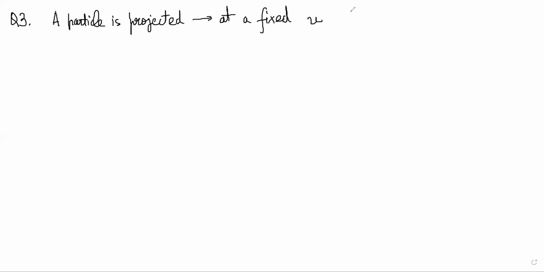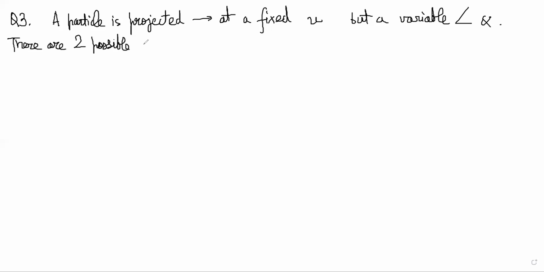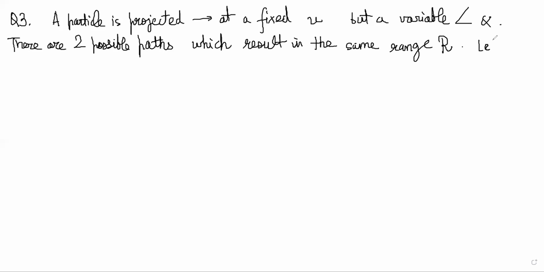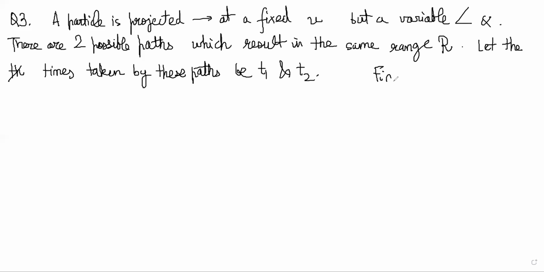Question number 3. It says a particle is projected from level ground at a fixed u, but a variable angle alpha, right? There are two possible paths which result in the same range r. Let the time taken by these paths be t1 and t2. You have to find t1, t2, right?